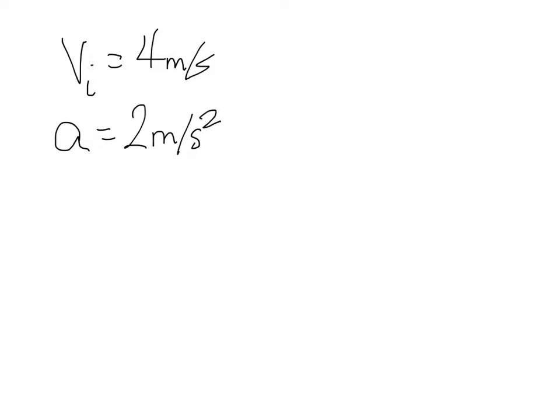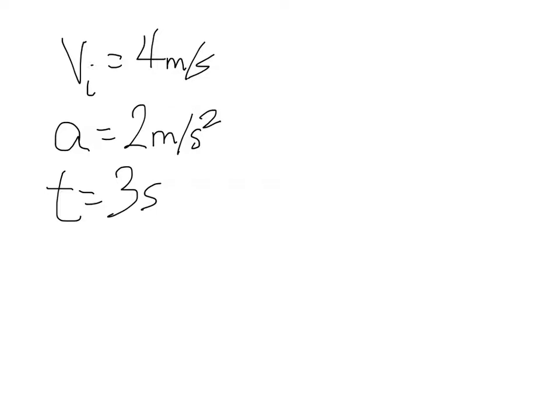So let's look at a problem. Let's say Georgia is jogging at a velocity of 4 meters per second when she accelerates at 2 meters per second squared for 3 seconds. How fast is Georgia running now? So what do we know? We know she is traveling at a velocity of 4 meters per second. This is initial. We know she accelerates at 2 meters per second squared, and she does this for a time of 3 seconds.